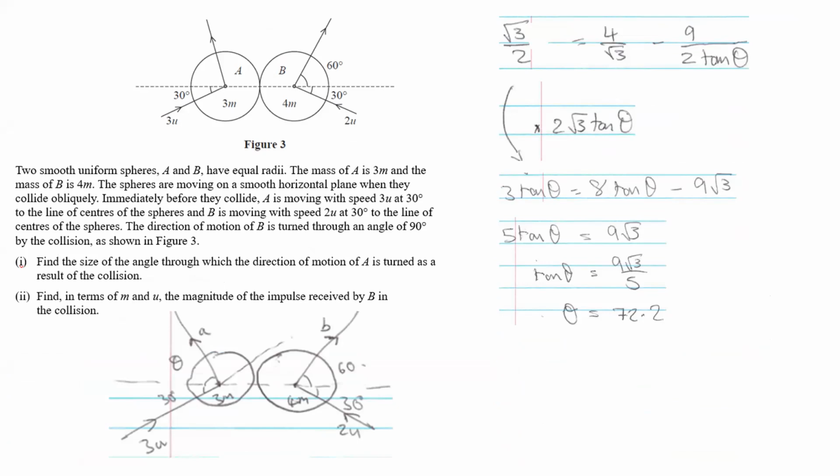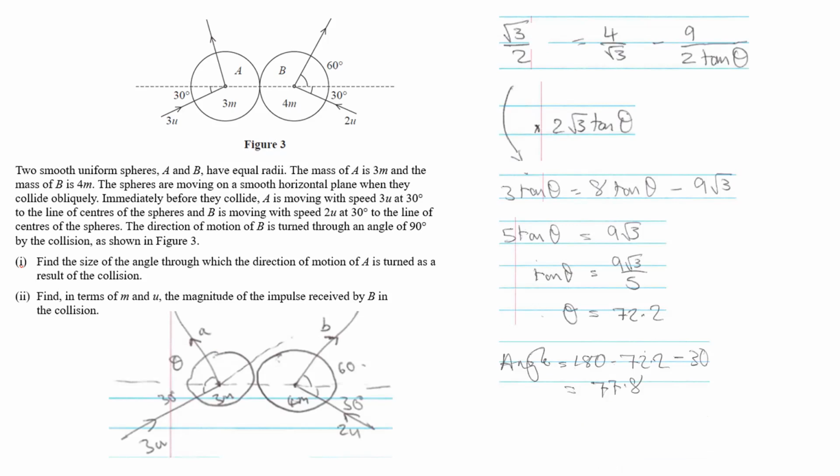Now, that isn't the angle of deflection. Remember, the angle of deflection is the angle that it turns from, if it carried on in a straight line, to the path it's taken now, that angle. So I was going to have to do 180, take away that 72.2, take away that 30. That gives me that angle of deflection of A.